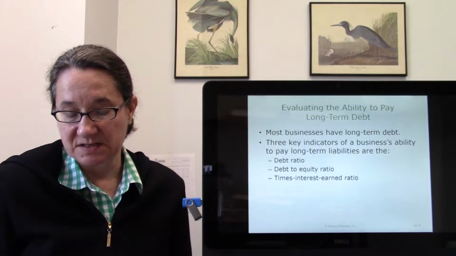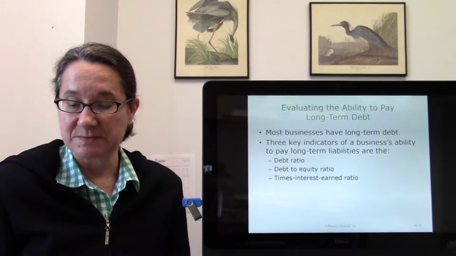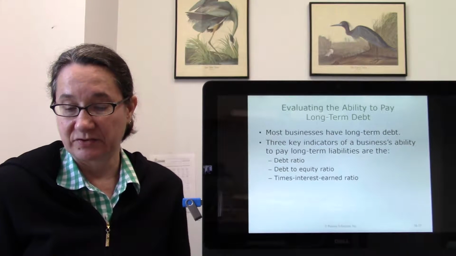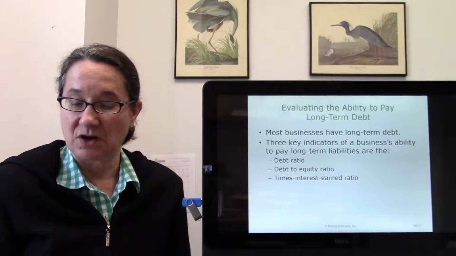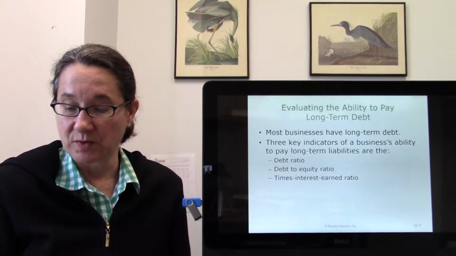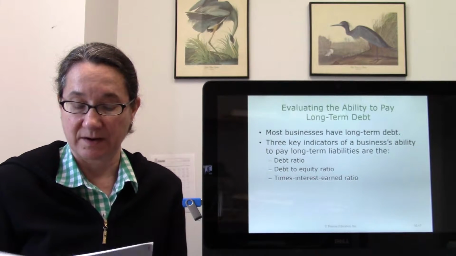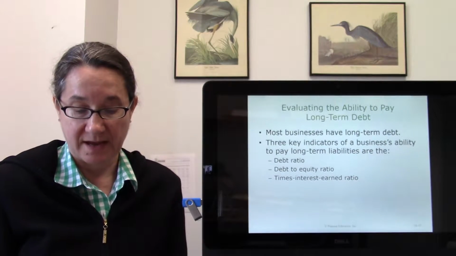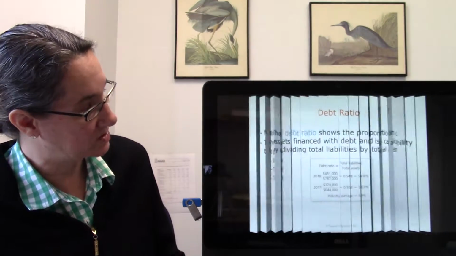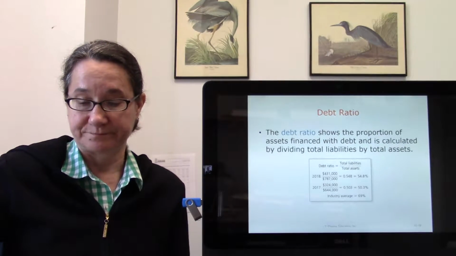The ratios discussed so far yield insight into current assets and current liabilities. They help us measure ability to sell merchandise inventory, collect receivables, and pay current liabilities. Most businesses also have long-term debt. Three key indicators of a business's ability to pay long-term liabilities are the debt ratio, the debt to equity ratio, and the times interest earned ratio. So let's take a peek real quick at the debt ratio.